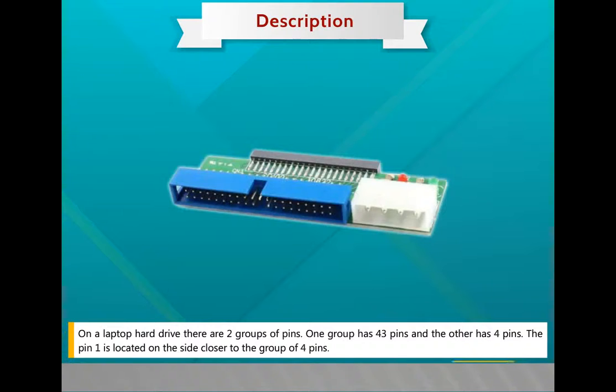On a laptop hard drive, there are two groups of pins. One group has 43 pins and the other has 4 pins. Pin 1 is located on the side closer to the group of 4 pins.